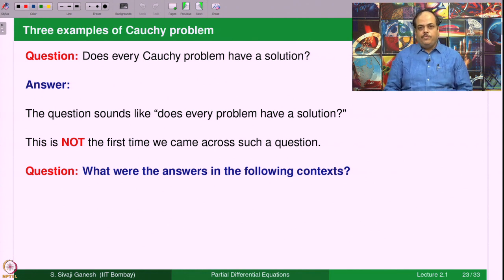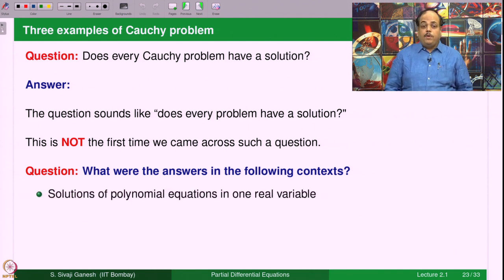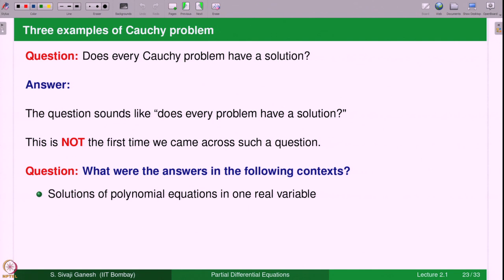Now, let us ask the same question in a few well-known situations. Solutions of polynomial equations in one real variable. What about that? A polynomial may not have a solution. The polynomial equation x square plus 1 equal to 0 has no real solution. It can have exactly one solution, let us say x minus 1 equal to 0 or x into (x square plus 1) equal to 0. They have exactly one solution. Then you can have finitely many solutions. Let us take a very simple one, (x minus 2) into (x minus 3) equal to 0, right? For any finite number a1, a2, ..., an, you write (x minus a1) into (x minus a2) ... into (x minus an) equal to 0. Precisely these are the solutions a1, a2, ..., an. But you cannot have infinitely many solutions for polynomial equations. That is because of the fundamental theorem of algebra. It says that a non-constant polynomial has exactly as many roots as its degree, counting multiplicities, in the complex plane. Therefore, in real numbers, there may be fewer.